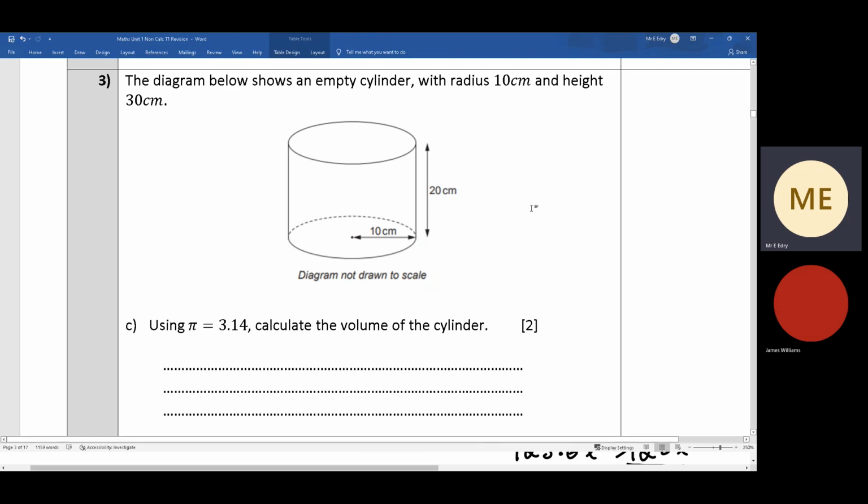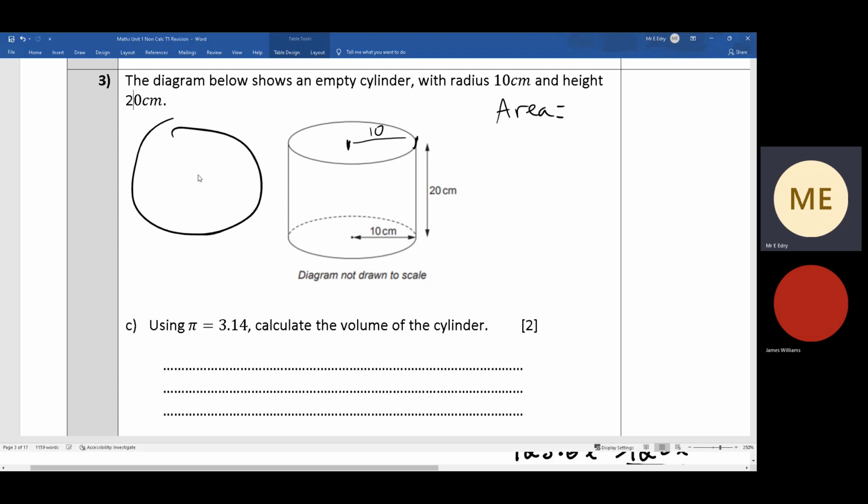Right. So we have an empty cylinder with radius 10, in this case, height of 20. What we want to do is work out the volume of the cylinder. The radius is still 10, as before. First of all, how am I going to work out the area of the circle? Have a go at working out the area of the circle, and then we'll work out the volume of the cylinder, okay? So have a go at working out the area of that circle.